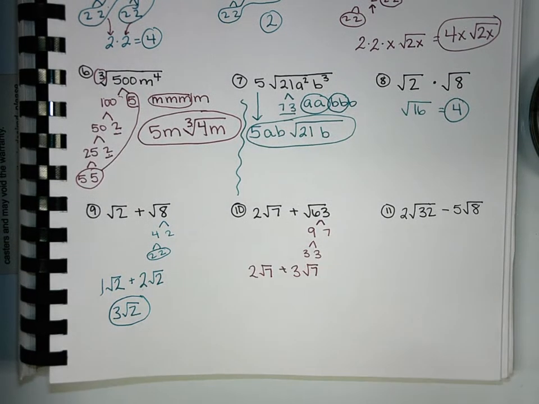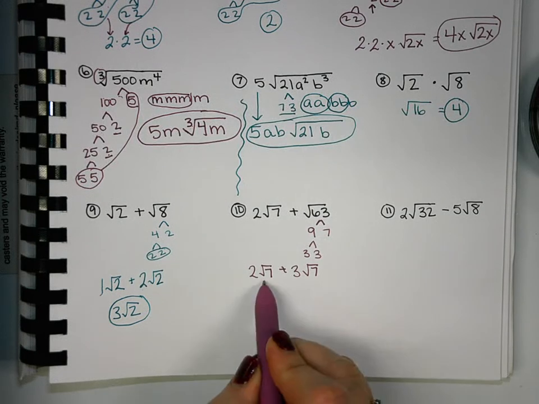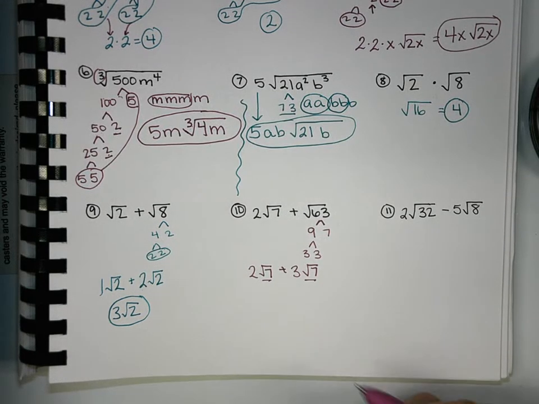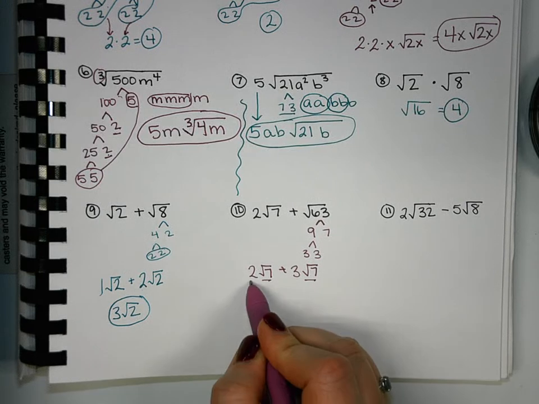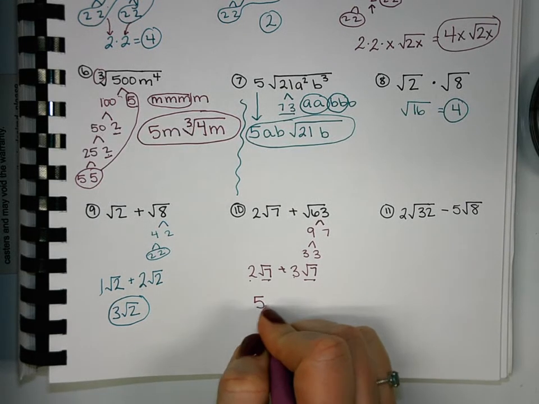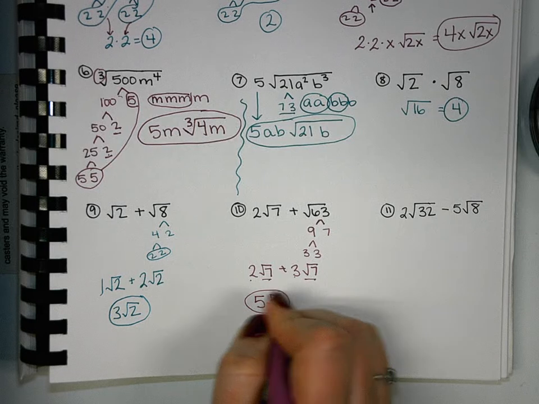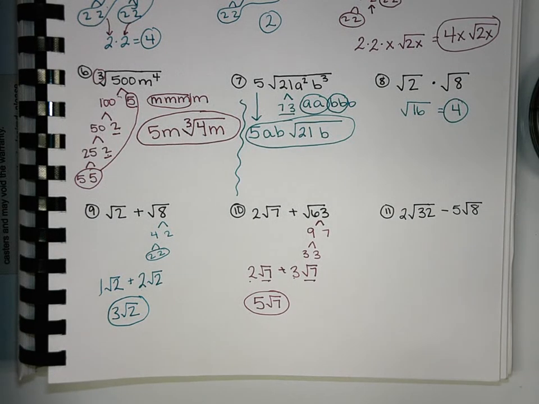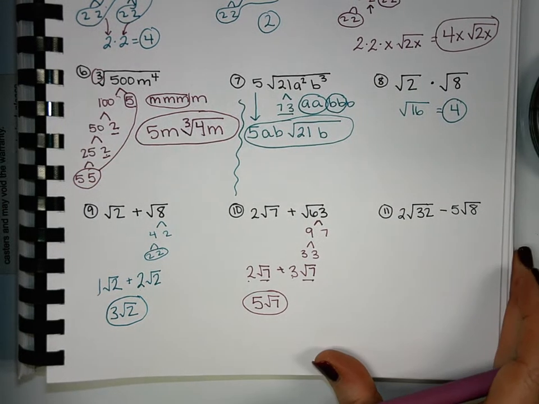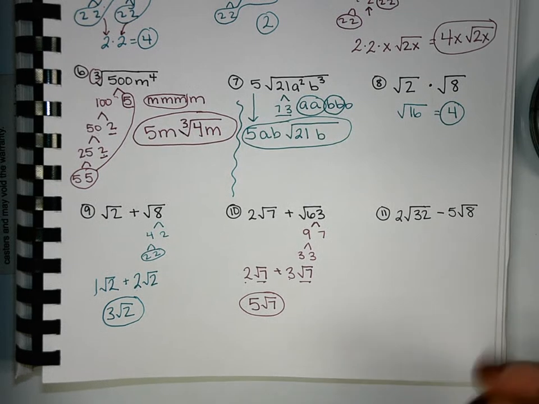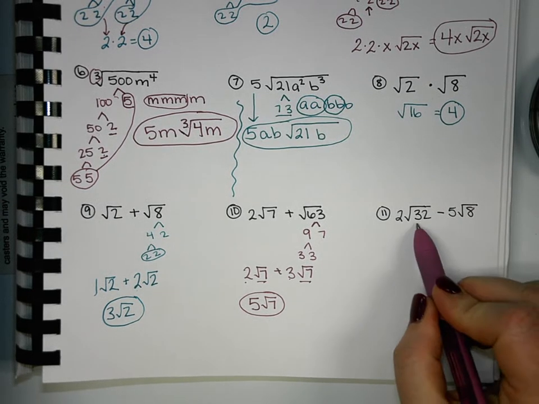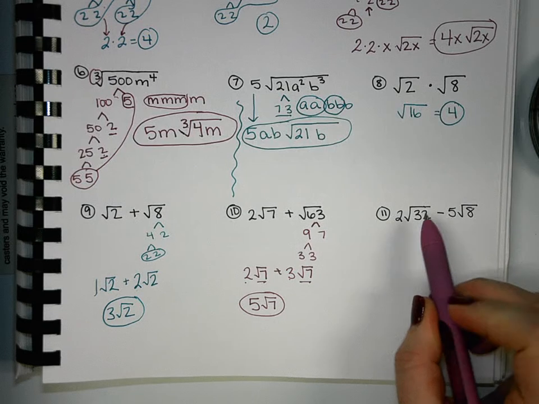So are those like terms? Yeah, because they have the exact same square root. So when we add them, we add the numbers in front to get 5 root 7. And last one, I think. We can't subtract quite yet. We have to simplify the square roots, because unless these are the same, we can't do it.